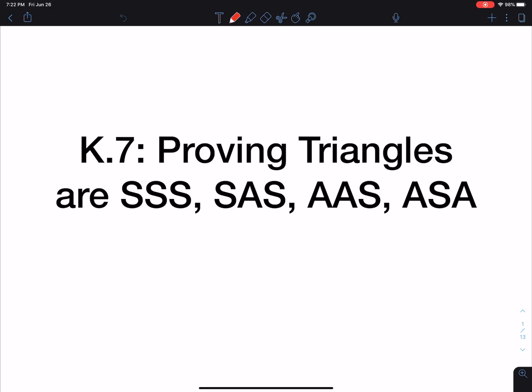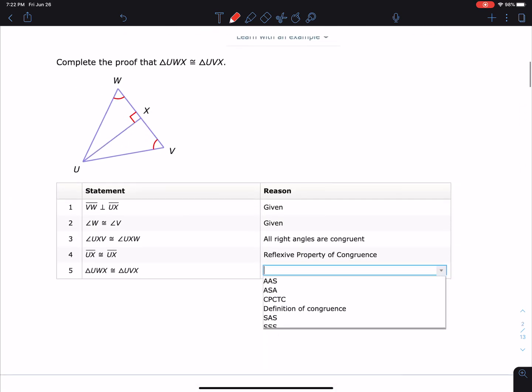Hi guys, now we are in K.7, which is going to be geometric proofs, okay? So we're still playing with our 4 favorite shortcuts. You know them forwards and backwards. Now we're going to be seeing them in proofs. So remember, proofs are a flow of reasoning.